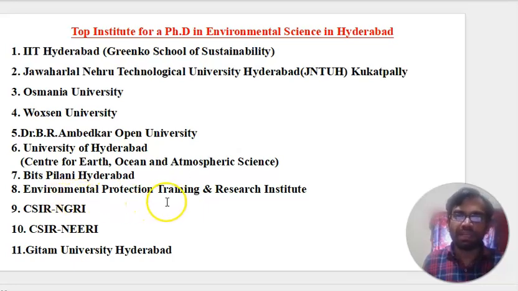Next, the eighth one is the Environmental Protection Training and Research Institute. This is also taking care of admissions in environmental science. Next one is CSIR-NGRI, National Geophysical Research Institute, here on the Tarnaka route in Habsiguda. They are offering a PhD in environmental science. And next one, CSIR-NEERI, National Environmental Engineering Research Institute, especially in Tarnaka, beside IICT. It is one of the premier research institutes in Hyderabad for environmental science. And next is the 11th one, GITAM University Hyderabad, offering a PhD in environmental science.